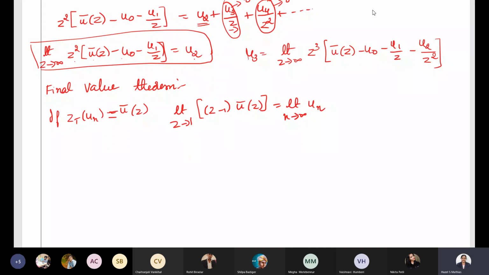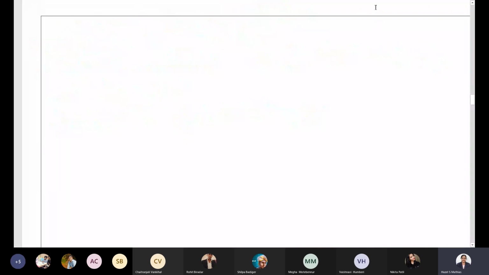So let's discuss a few questions. You just need to remember these definitions. You need not remember the derivation. It is not included in your syllabus. Whenever in a question these things need to be applied, you need to remember the final value theorem and initial value theorem. In most cases, we will use only the initial value theorem. So let's discuss one question.